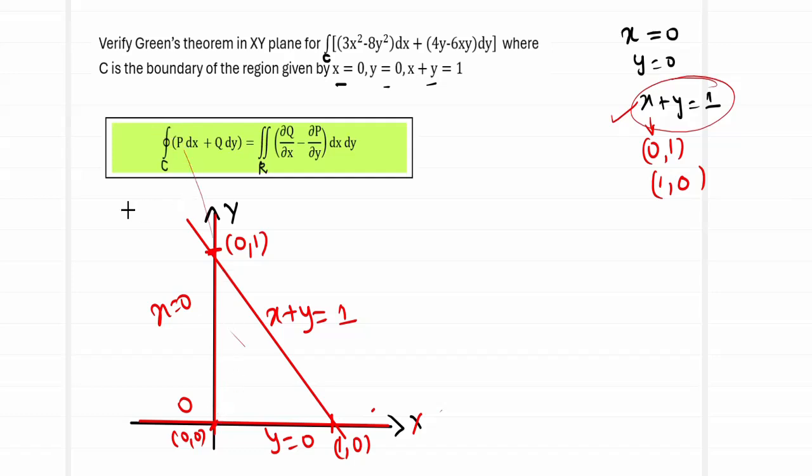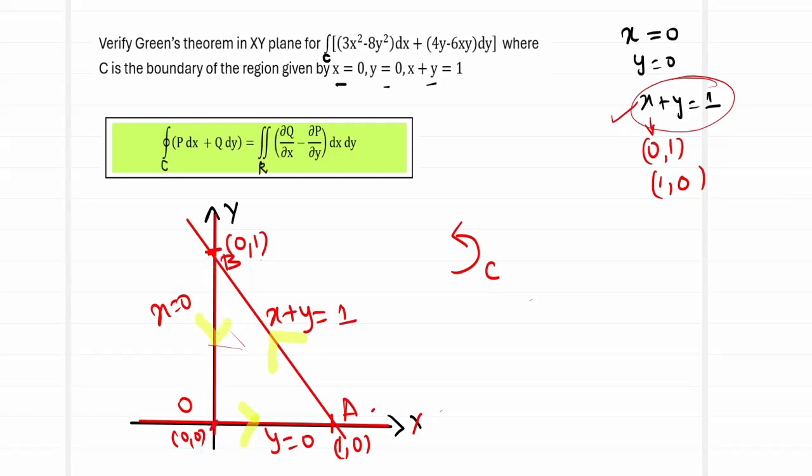We know that the curve C has to be traversed in the anti-clockwise direction, meaning in this way. So I will have to trace my curve C in this direction. Let me begin with O. Let me go along the line from O, mark this point as A, and mark this other point as B. Next I move along the line AB, and after reaching point B, I move downwards along the line BO.